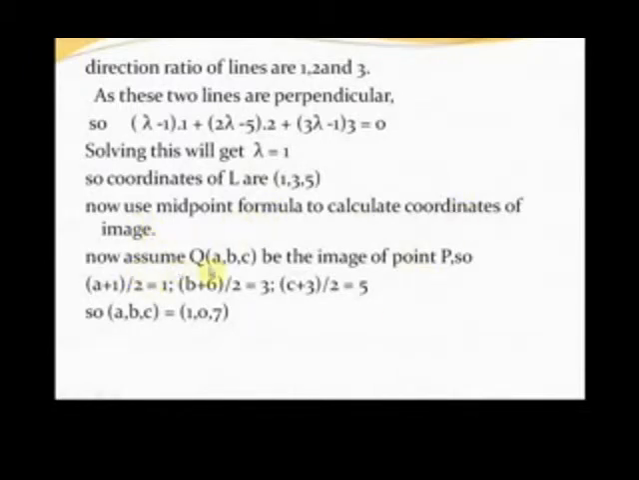So using the midpoint formula we calculate the coordinates of the image. Now let us assume that A, B, C are the coordinates of the point Q, which is the image of the point P. So (A plus 1) by 2 would be equal to 1, (B plus 6) by 2 would be equal to 3 and (C plus 3) by 2 equal to 5. Thus the coordinates A, B, C are (1, 0, 7). So we can say that the image of the point P is Q, the coordinates of which are (1, 0, 7).